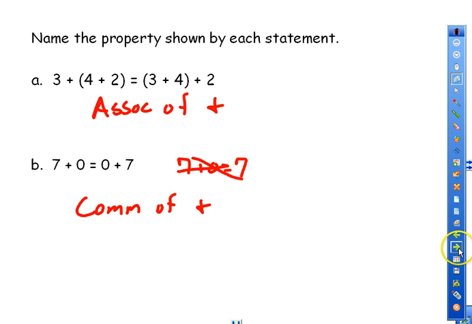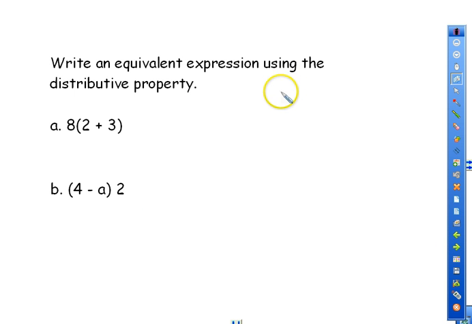Okay, so be careful with those. Do look at your notes for your properties. Using distributive property, write an equivalent expression using this. So equivalent expression, that's all you've got to do. Go ahead and hit pause and solve.